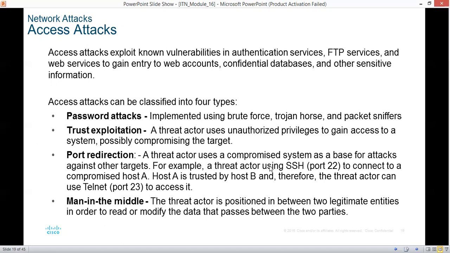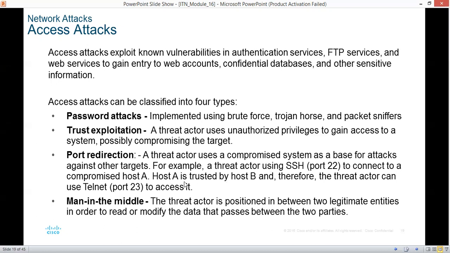And then the trust exploitation. In this case, the threat actor uses unauthorized privileges to gain access to a system, possibly compromising the target. And then port redirection. A threat actor can use a compromised system as a base for attacks against other targets. For example, a threat actor using SSH port 22 to connect to a compromised host A. Host A is trusted by host B, for instance, and therefore the threat actor can use telnet port 23 to access it. Can you see that?